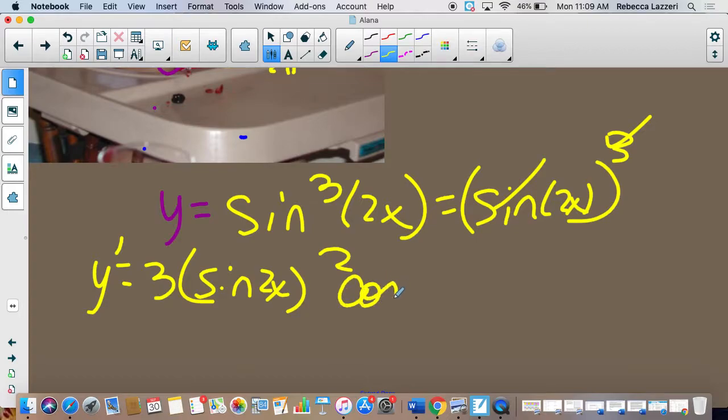So next to that is the chain 2x. Until finally I've got to take the derivative of 2x, which is what? 2. And I probably would go in to make that a 6 out here. Okay, but for our sake right now, I'm going to do that.